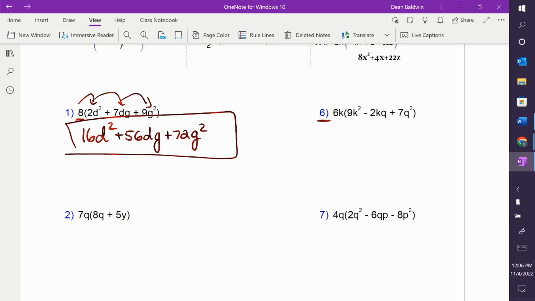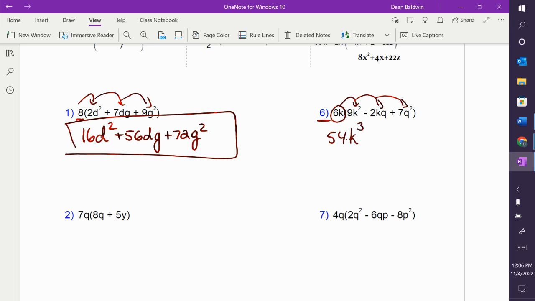What if there is a variable with it? So 6k, again, it goes to everything. But now we just have to watch the exponents. So 6 times 9. Sorry? 54. What do you do with the k's? If you're multiplying, what do you do with the exponents? You add the exponents. So I get k to the power of 3.